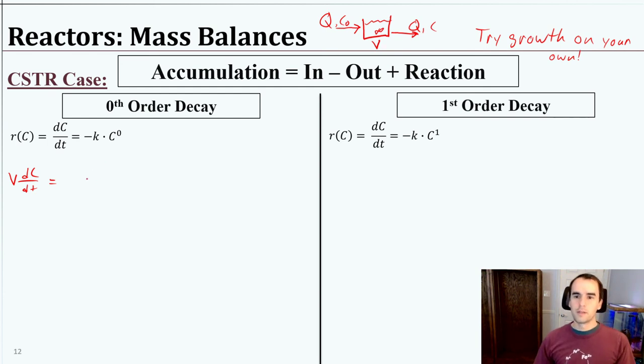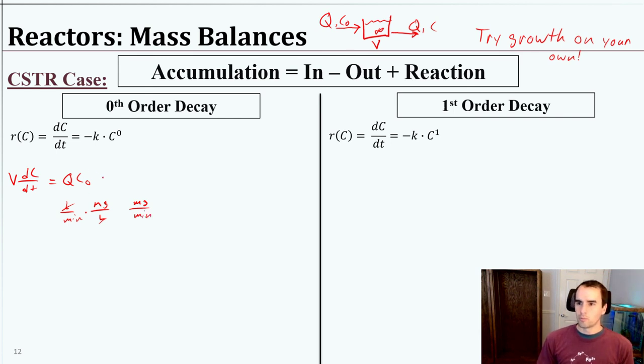So what's coming in is Q times C naught. Units-wise, let's say flow rate would be liters per minute. Then we're going to multiply that by C, which let's say is milligrams per liter. The liters cancel, giving us mass per minute, so that gives us milligrams per minute.